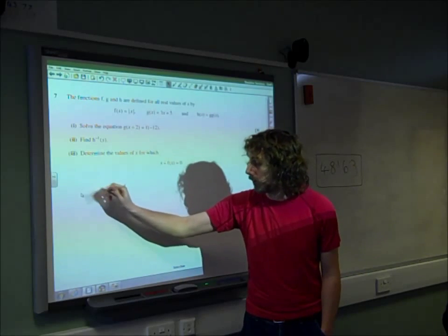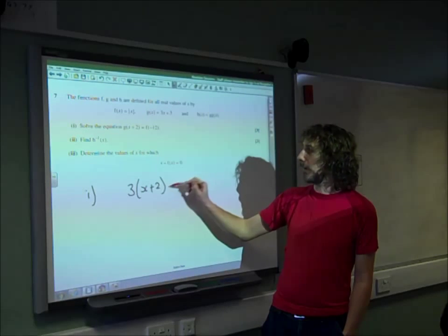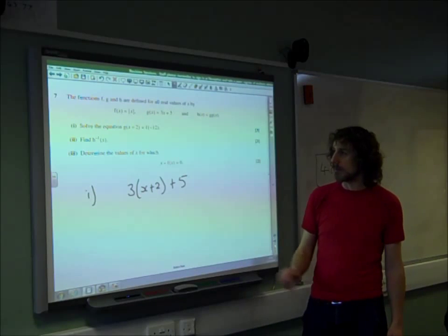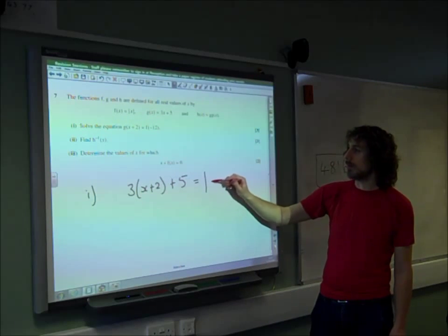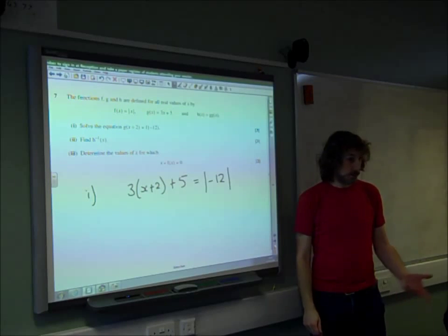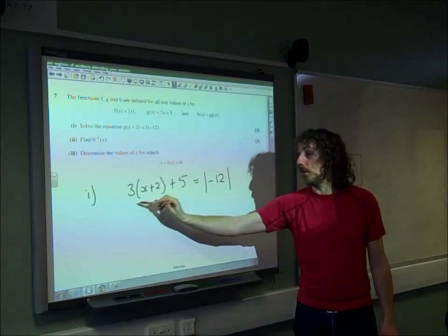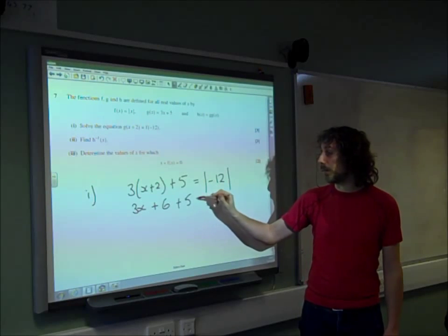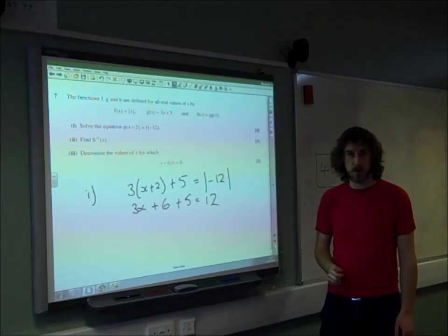So that's part 1. We're going to write here that we've got 3 times x plus 2, plus 5, and that's going to be equal to f of minus 12. Well, f of x is the modulus of x, so that is the modulus of minus 12. And actually it's really simple, isn't it? The 3 marks are really for working out what the question is asking you to do. If we just tidy this up a bit, we've got 3x plus 6 plus 5 there. And of course the modulus of minus 12 is 12.